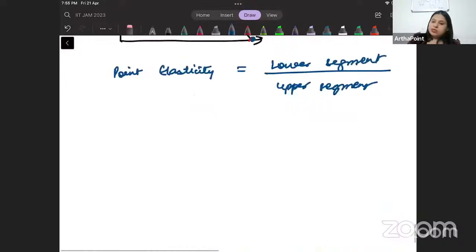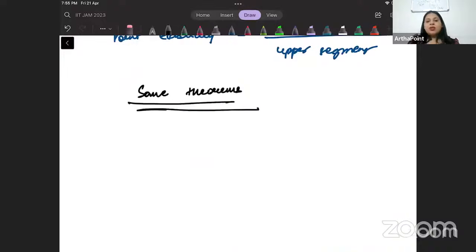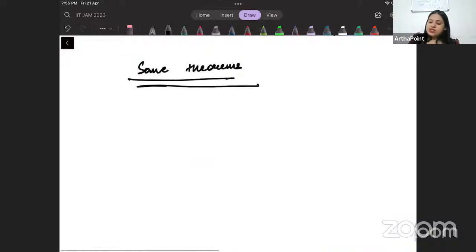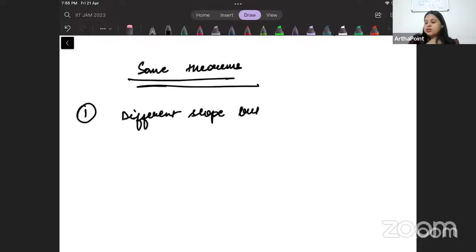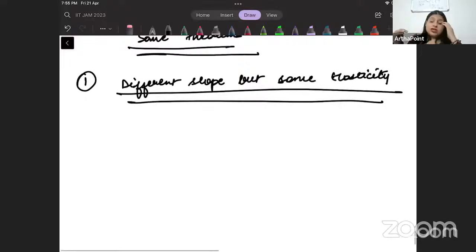Okay, now let's talk about some theorems based on elasticity. Theorems as such theorem नहीं है, मतलब नाम दे दिया theorem का. The first point that we have to highlight is what happens when we have different slope but same elasticity. ध्यान से समझना, बहुत important point है. Different slopes but same elasticity. तो क्या होगा इस केस में? How will I draw such curves?